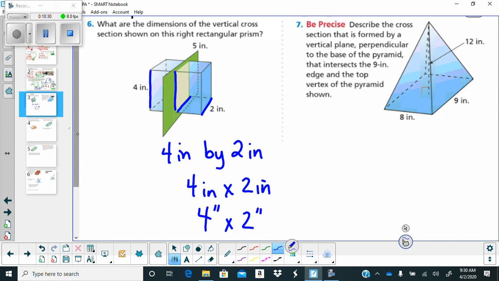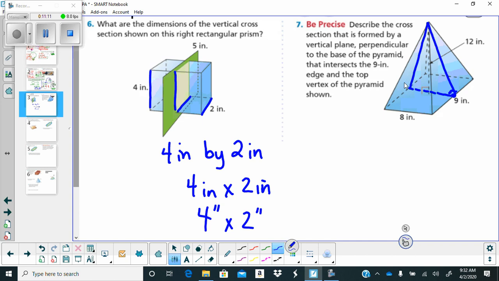All right, look at number 7. Okay, this is really hard to draw. I'm going to attempt it. Your vertical plane, it's going up and down, is perpendicular, so it meets at a T, to the base that intersects the 9. So it's basically going to intersect right there. It's perpendicular. That's supposed to be a right angle. And then it's going to go down the middle of that side and down the middle of that side. That's not a bad drawing.